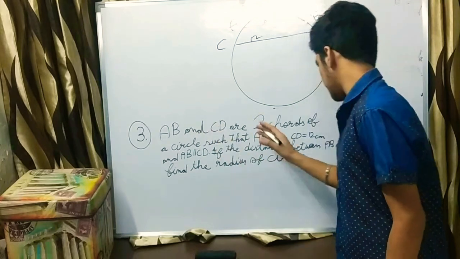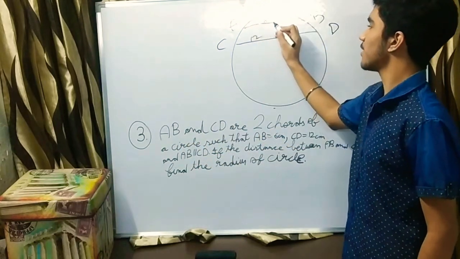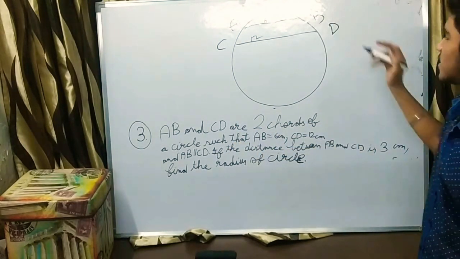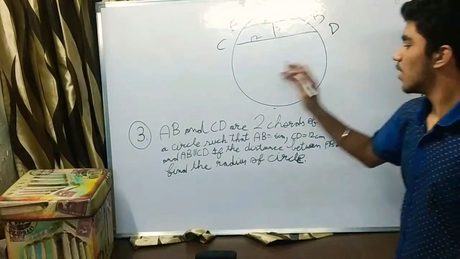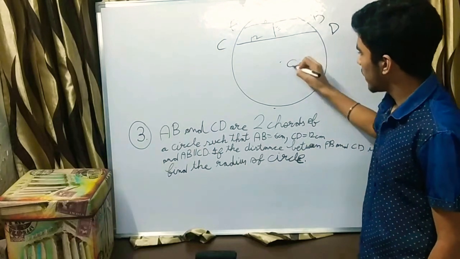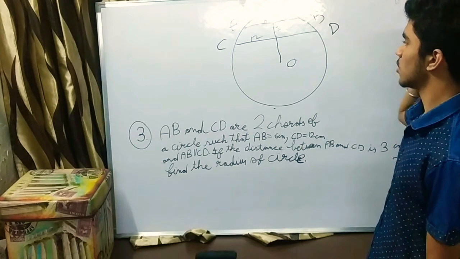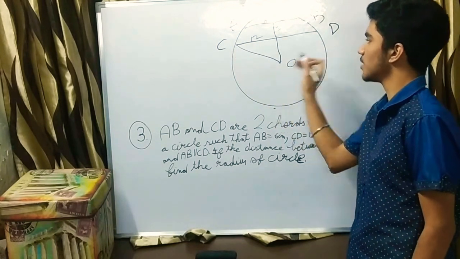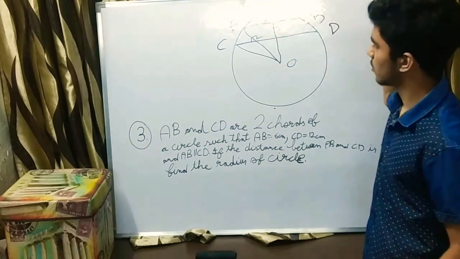So it says that AB is parallel to CD. So these two lines are parallel. If the distance between AB and CD is 3 centimeter, okay, this distance is 3 centimeter. Find the radius of the circle. So let this be the center O and let this be the radius. So we can say that this is also the radius and this is also the radius.